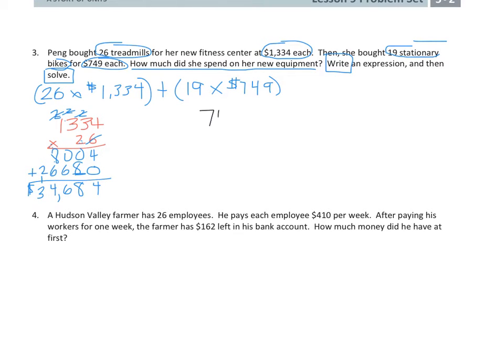We have 749, and we're going to multiply it by 19. 19 has 2 digits, so that means we'll have 2 partial products. 9 times 9, hopefully you know that is 81, so take down your 1 and bring up your 8. 9 times 4, that is 36, and then you're going to add 8 more. That's 44. Carry your 4 on top, bring down the other 4. 9 times 7, that's 63, add 4 more, that would be 67.